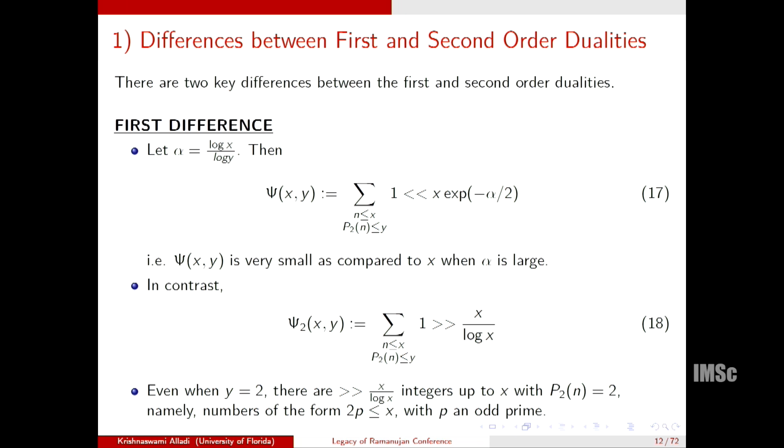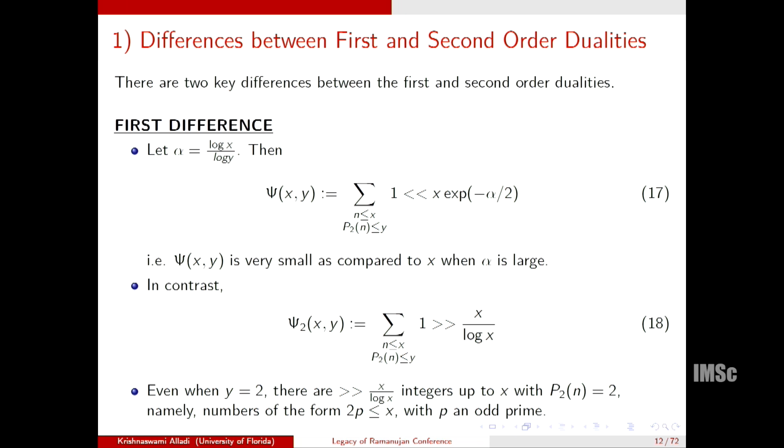Whereas, if you look at the second largest prime factor and ask for the number of integers up to x for which the second largest prime factor is less than or equal to y, it is not that small. Why is it not that small? If you choose the second largest prime factor equal to 2, you can't make it smaller than that. Every number of the form 2 times the prime has second largest prime factor 2. And so the number of such integers is of the order of magnitude x over log x. Of course it's little o of x, but it's not that small in comparison with x.